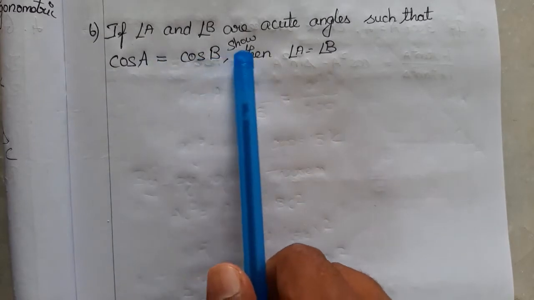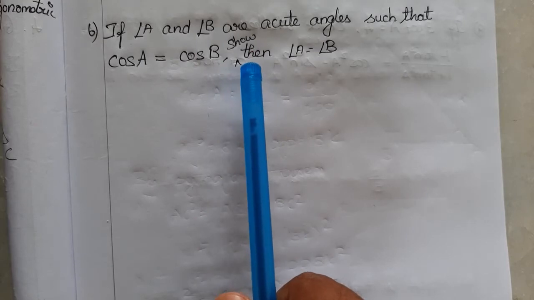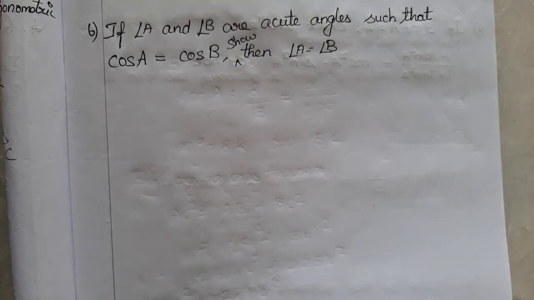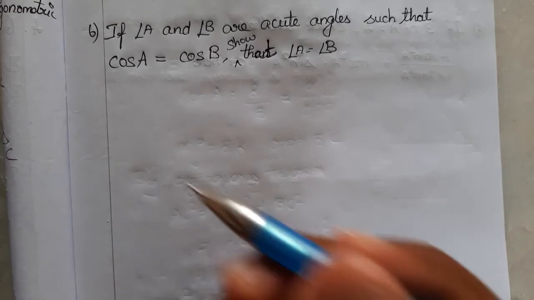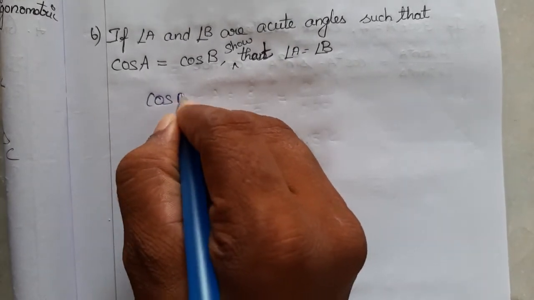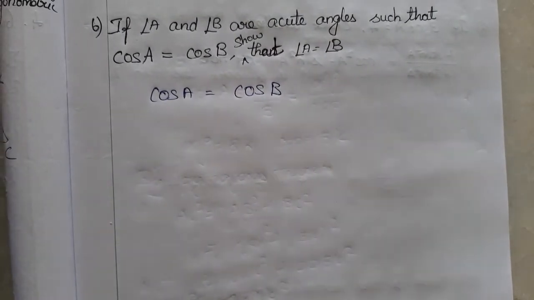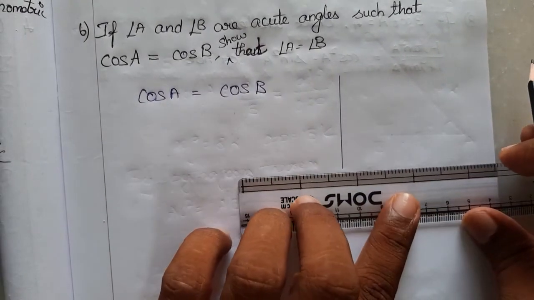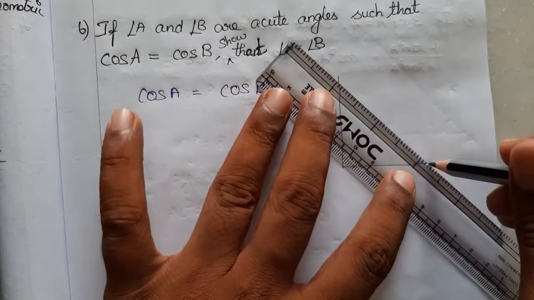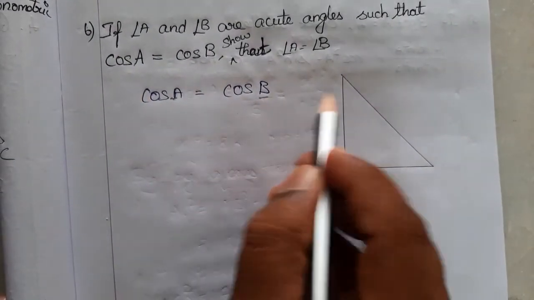If angle A and angle B are acute angles such that cos A is equal to cos B, show that angle A is equal to angle B. So it is given, the condition is cos A is equal to cos B. So let me draw a figure. With the help of that figure, let me prove this. A and B are given, so both should be acute angles and C should be the right angle, right?